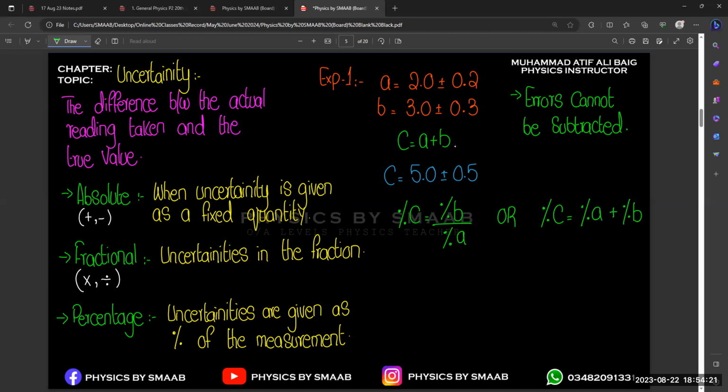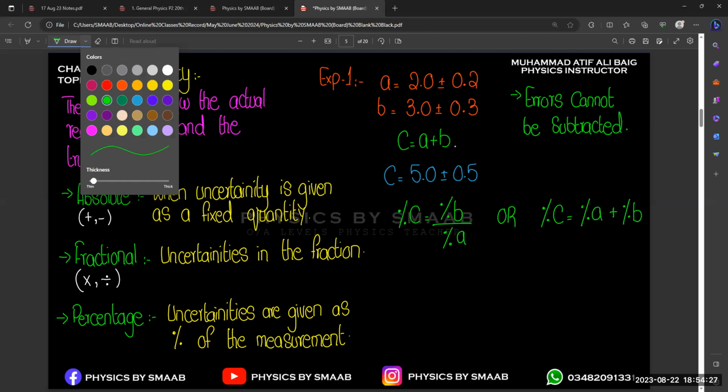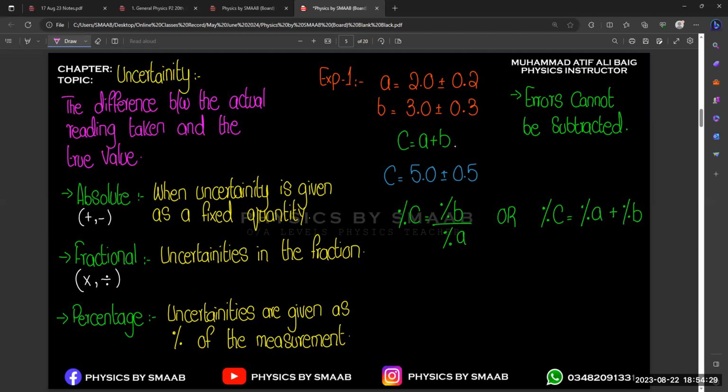So let's suppose we take the example. We are going to find the percentage error in B, the first one. So percentage of B is very simple. We know there is an error of 0.3. So 0.3 will be divided by the original value, that is 3.0, multiplied by 100, right? So you will get the answer 10. Okay. So it means there will be 10% error in your actual reading, right?